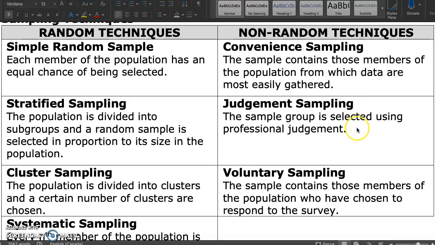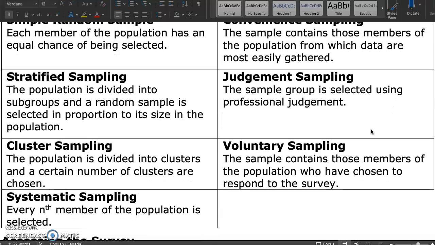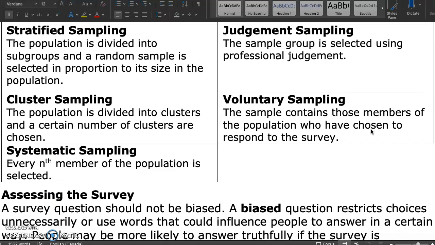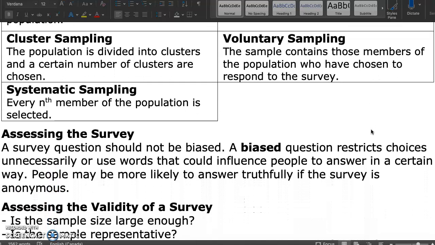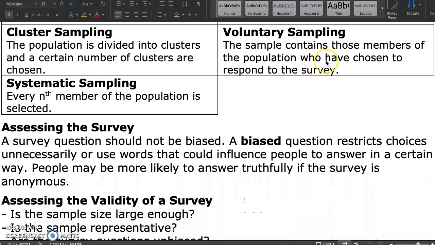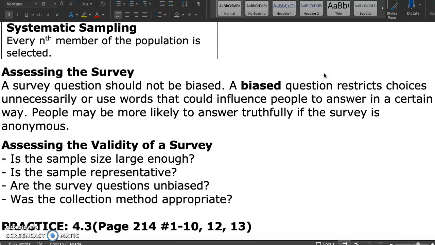Judgment sampling is when you have an expert who is selecting individuals based on what they feel is a representative sample. And voluntary sampling: the sample contains those members of the population who have chosen to respond to the survey. So we are identifying the types of different surveys. We will investigate the advantages and drawbacks of each.